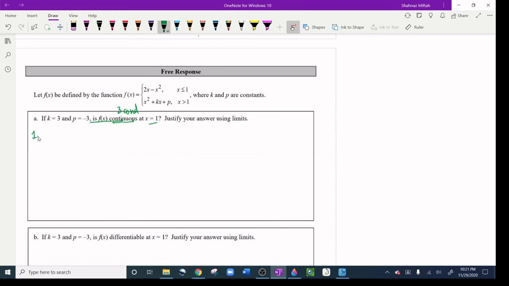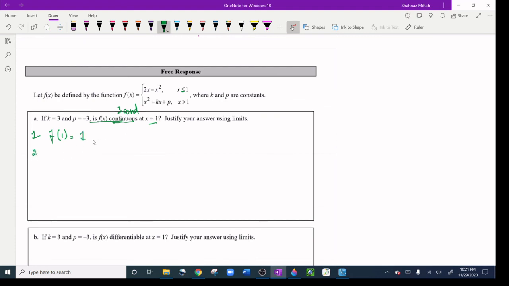The first condition is that f of 1 is defined. If I plug in 1, I'm going to plug in 1 only into this piece of the function, because this is the only one that says equal. So if I plug in 1 to 2x minus x squared, this is going to give me 1. So yes, it is defined.